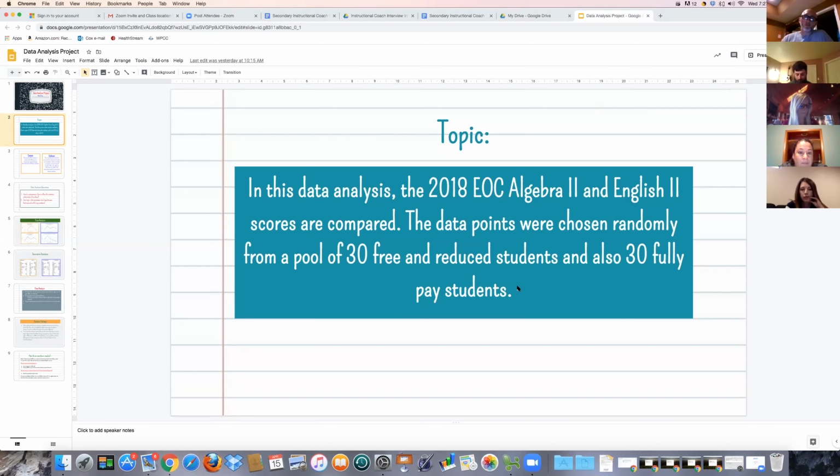My topic is that I took the 2018 EOC Algebra 2 and English 2 scores, and I compared them. The data points were chosen randomly from 30 kids, 30 free and reduced and 30 full pay students.